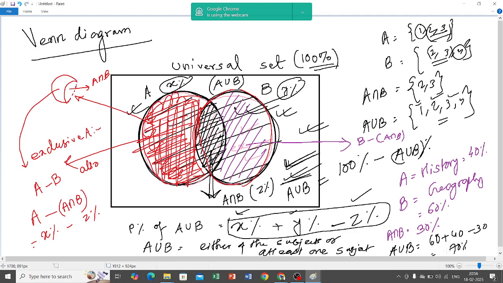Tell me, if it says neither of the subjects, then what will happen? See, either of the subjects is this, right? 70%. So A union B is 70%. This white portion is going to be the neither of the subjects. This white portion denotes those people who have not passed in any of them. So that is 30%. That is 100 minus 70%. Did you understand? Yes, sir.